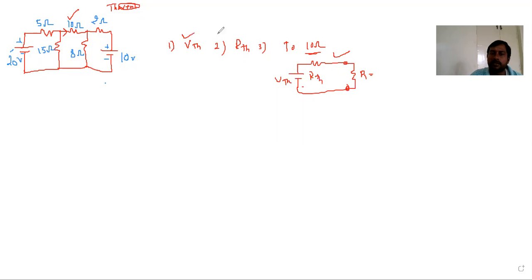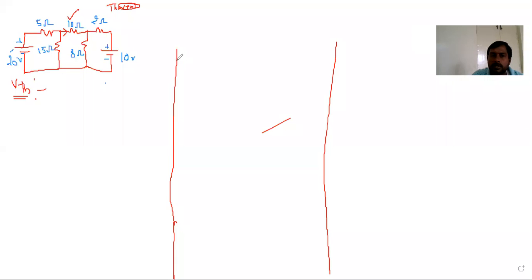First we should find VThevenin, second we should find RThevenin, third we should connect VThevenin and RThevenin in series, and for this series combination we should connect the load resistor, whatever the load resistor is. So let us find VThevenin first of all. This is the VThevenin we should find.